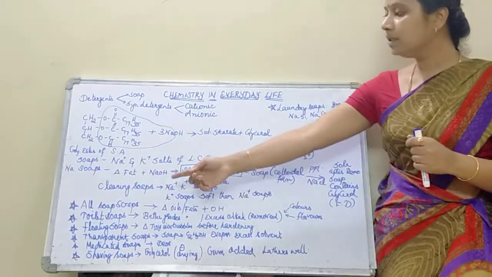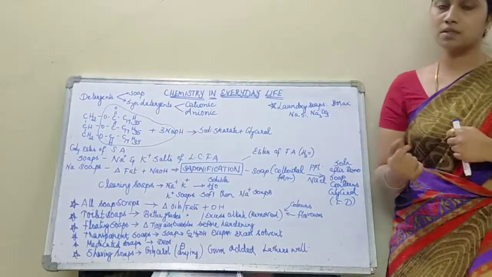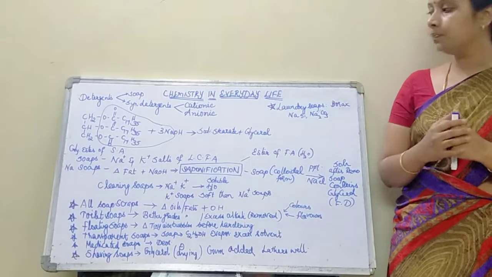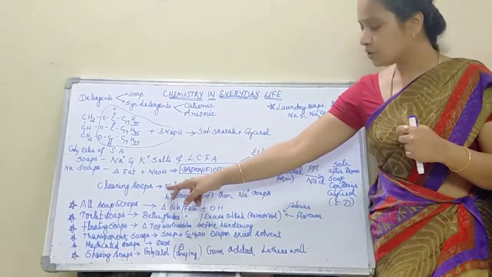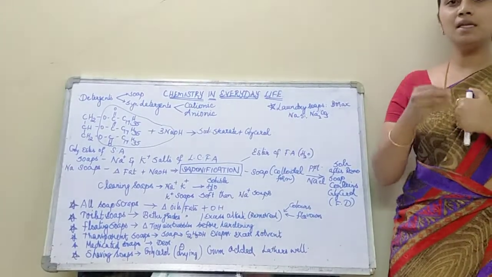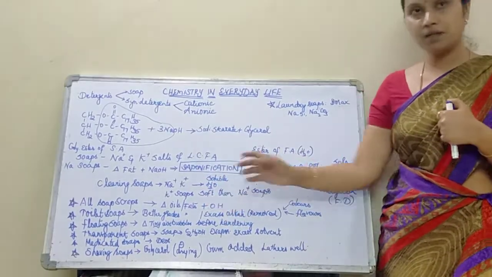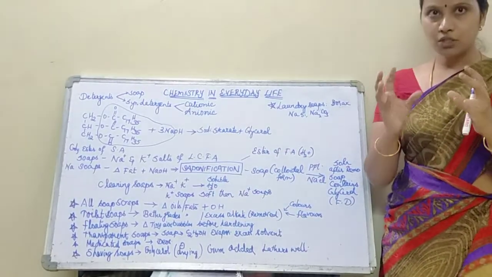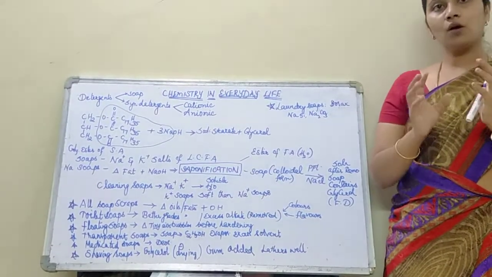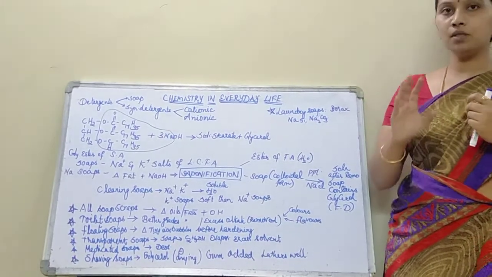Almost all cleaning soaps are prepared from sodium salts and potassium salts. Why only sodium and potassium? Because they are soluble in water. Compared to sodium soaps, potassium soaps have a softer effect on the skin.